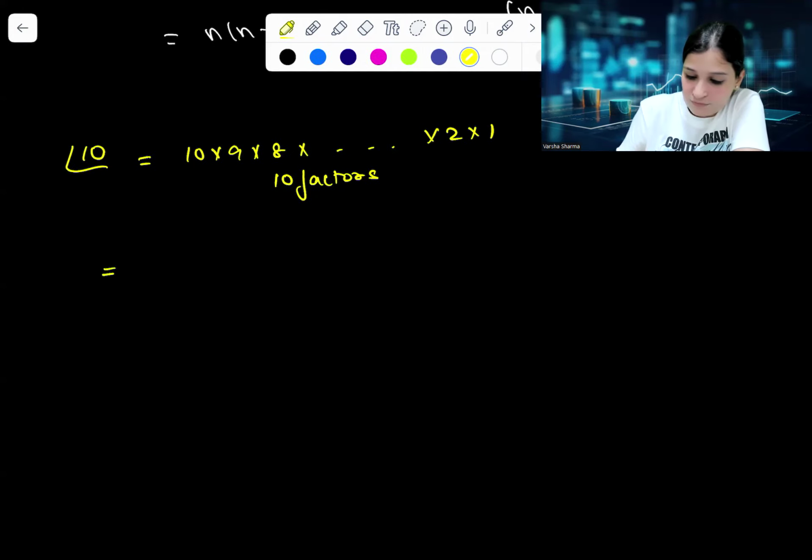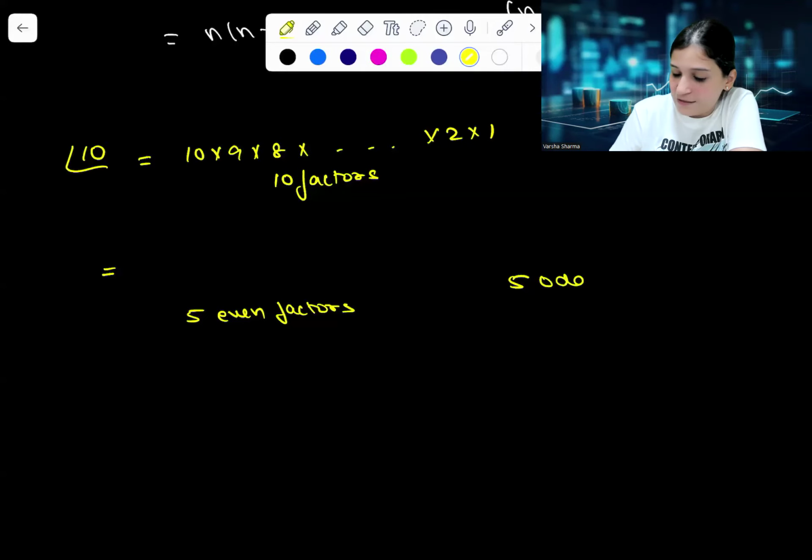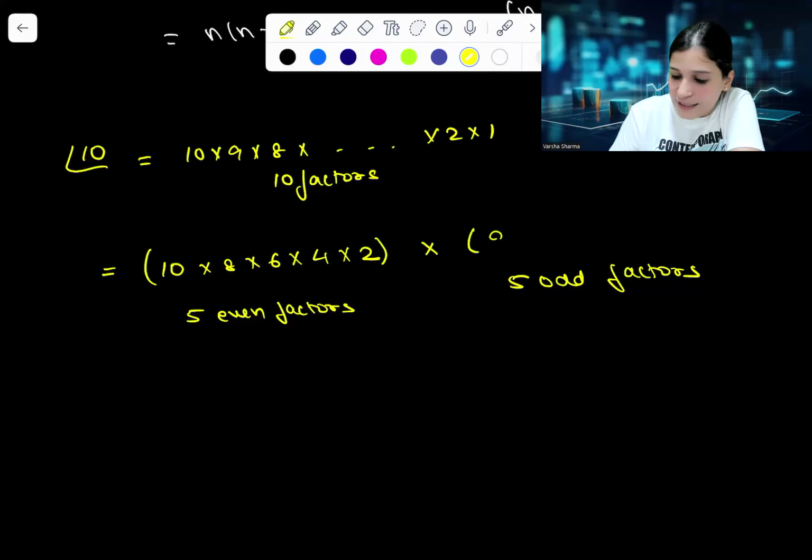Five even, five odd. So I'll have 5 even factors and 5 odd factors. When I'm writing the even factors, it will start from the very same number 10. Then 8, minus 2, 6, minus 2, 4, minus 2, 2. The last one will be 2. And if I'm writing odd, 9, minus 2, 7, till I get 3 and 1.